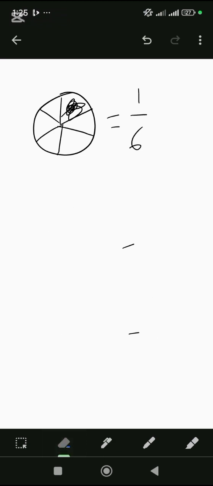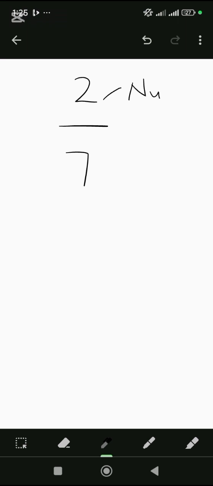Now let's get a little bit serious. When we have a fraction, we have something at the top and the other at the bottom. This line here is the fraction line. The one on the top is called the numerator. The one at the bottom is called the denominator.